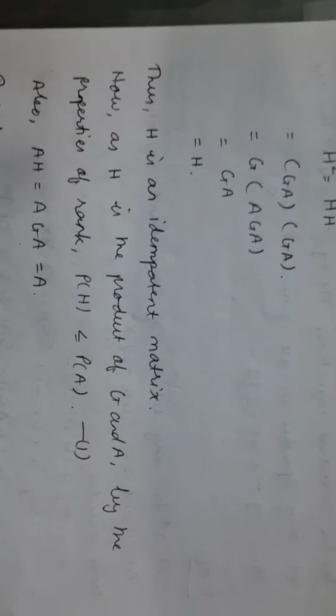So to prove it, we consider H is equal to GA. This is given to us, so H square will be H into H, that will be GA multiplied by GA. Now as we know from previous videos, A G A is again equal to A. So what does this come out to be? This comes out to be H. Therefore H is idempotent because this is the definition of it.